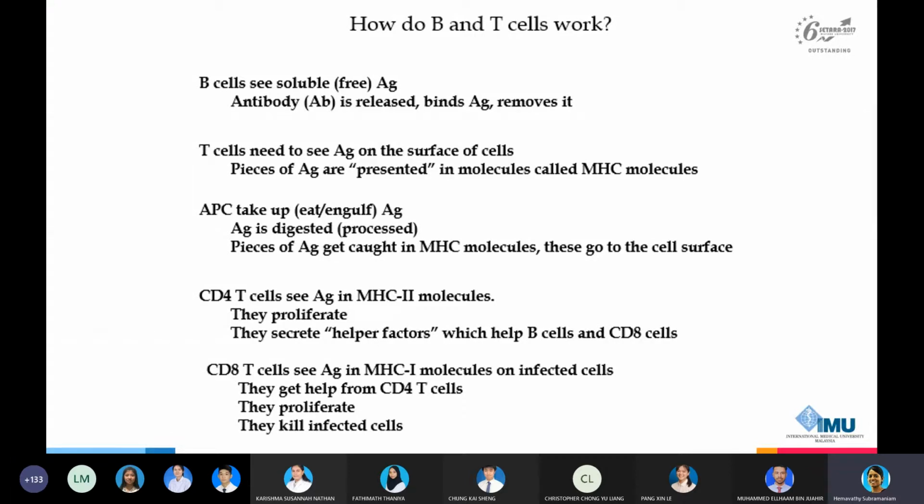CD8 T cells will see the antigen in MHC1 molecules on infected cells. They can get help from T helper cells. They proliferate and kill infected cells. There's one more population. These are the two common populations or subsets of T cells. There's one more subset of T cells. If you want, you can take note on that. It's called the regulatory T cells, or known as Tregs.